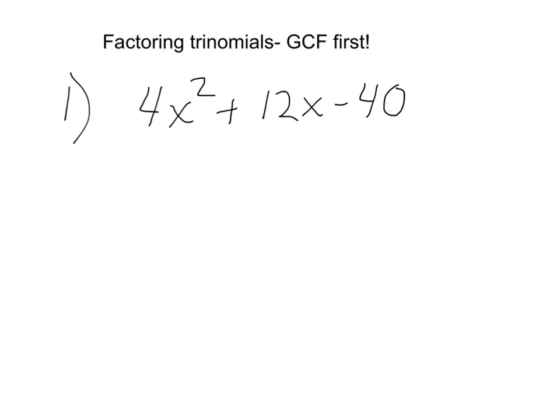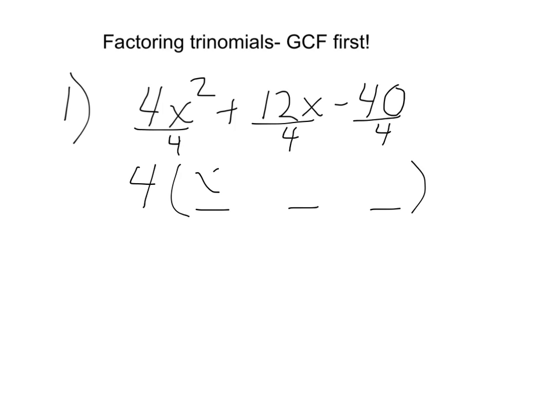So if I look at all three terms, you find the GCF between all three of these, and it's clearly a 4. So if I take a 4 and divide out all of these by a 4, all three terms in the trinomial, my remaining trinomial on the inside here will be x squared plus 3x minus 10.